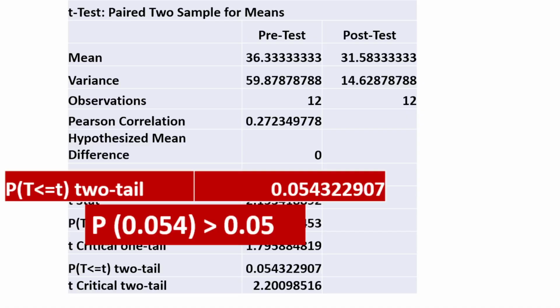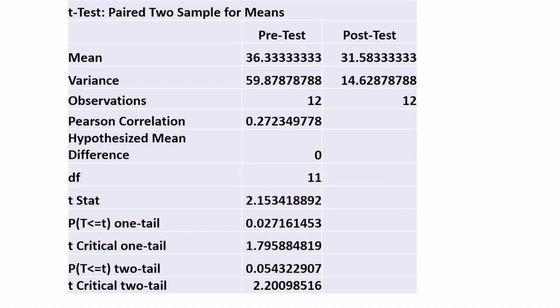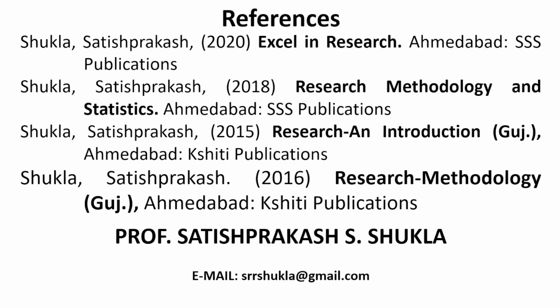So friends, in this way we have seen how significance of difference between two correlated means can be checked with the help of the data analysis tool. In the next video we will see how t value is calculated if we are going to apply the pooled t test.